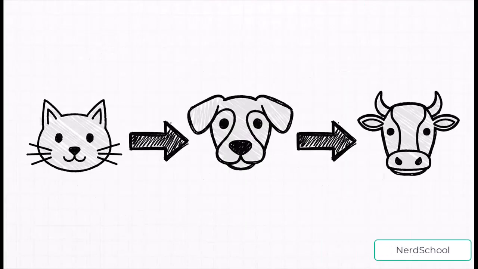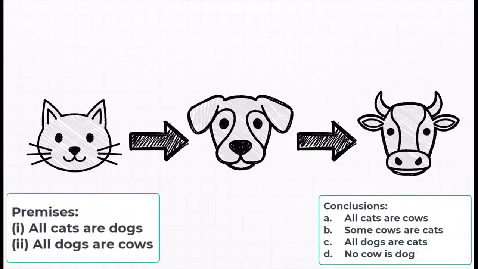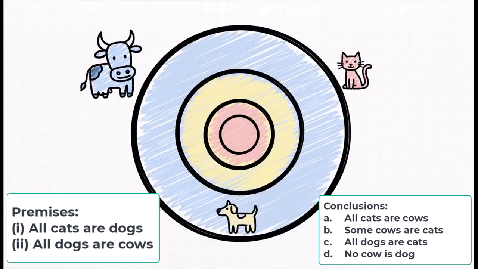Here's a classic chain of logic you'll see a lot. All cats are dogs and all dogs are cows. This is one of the most satisfying ones to draw. With a Venn diagram, you'll see why. Because when you draw this out, you get this really cool Russian doll effect.